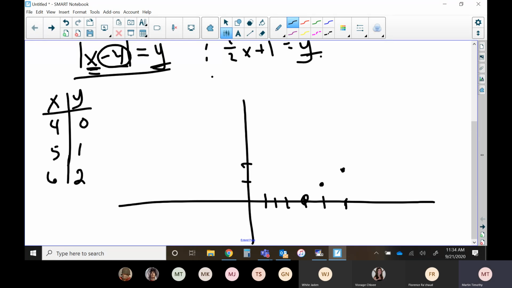Now, since it's an absolute value, what do I know the left side is going to do? It's going to mirror it. Remember me telling you that? So if I went over 1 and up 1, then I'm going to do what? If I go right 1 and up 1, what am I going to do? Left 1 and up 1. If I went right 2 and up 2, I'm going to go left 2 and up 2. And there's an idea of what that graph looks like so far.